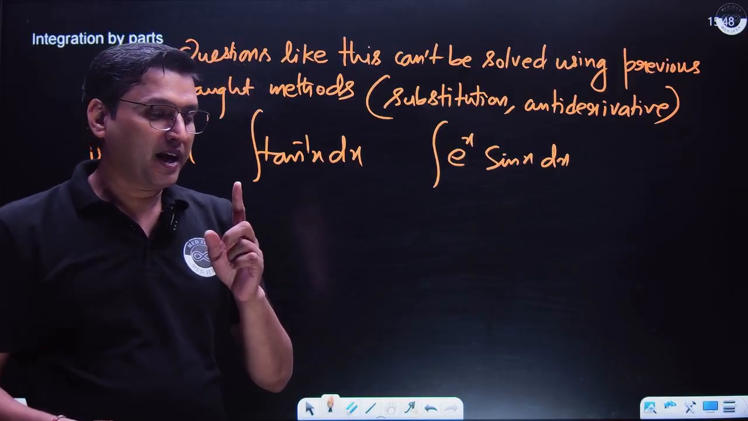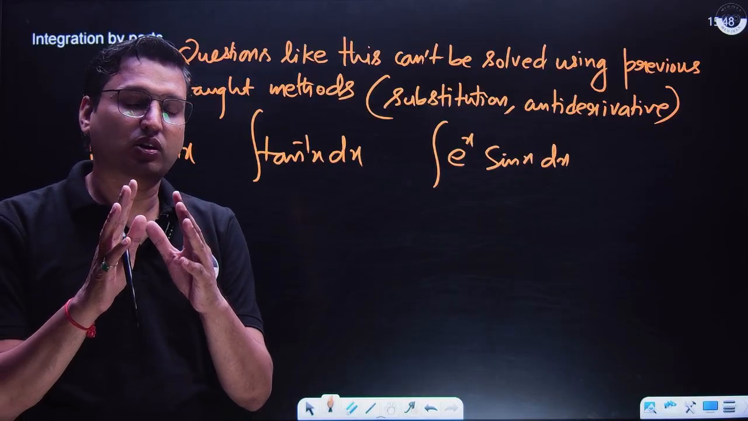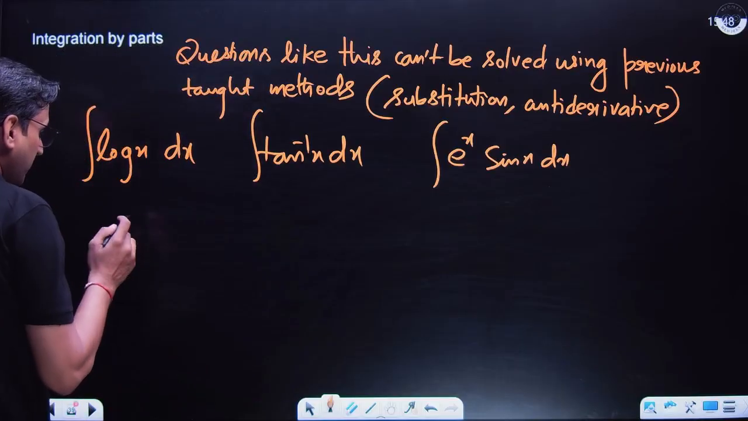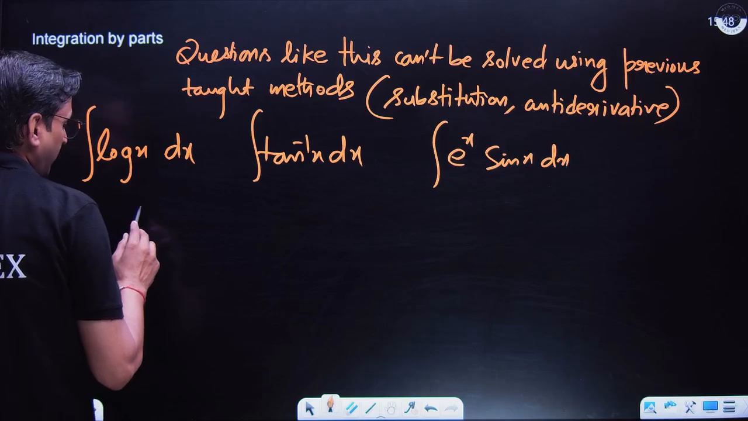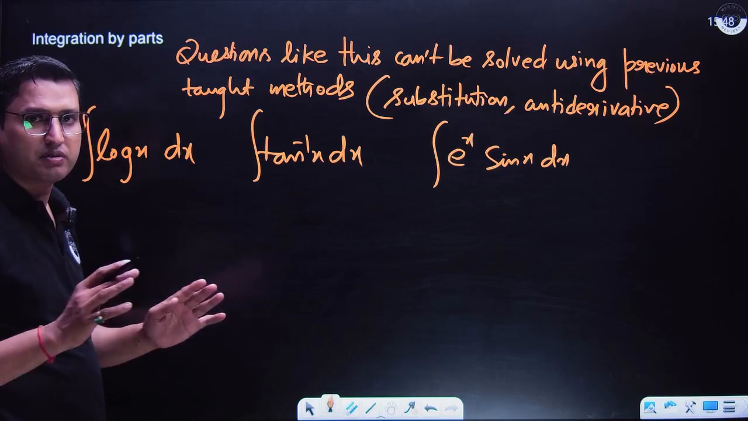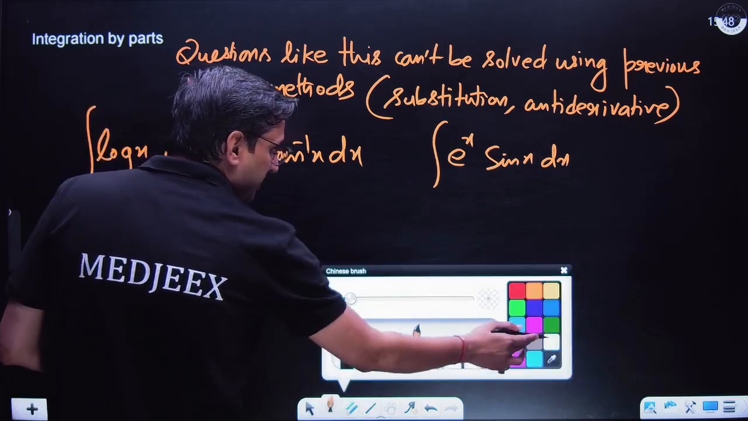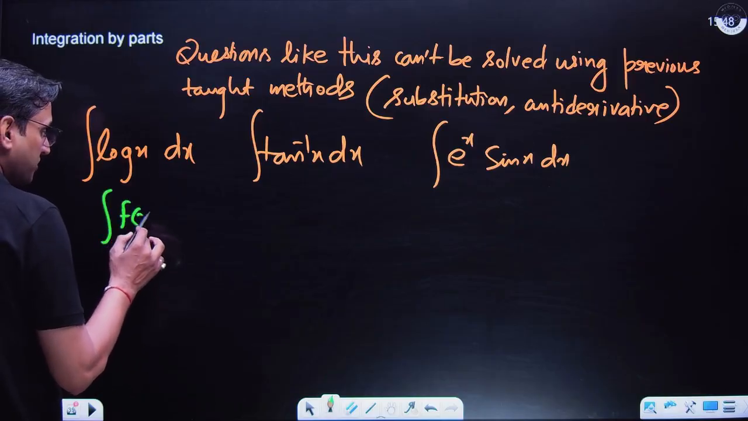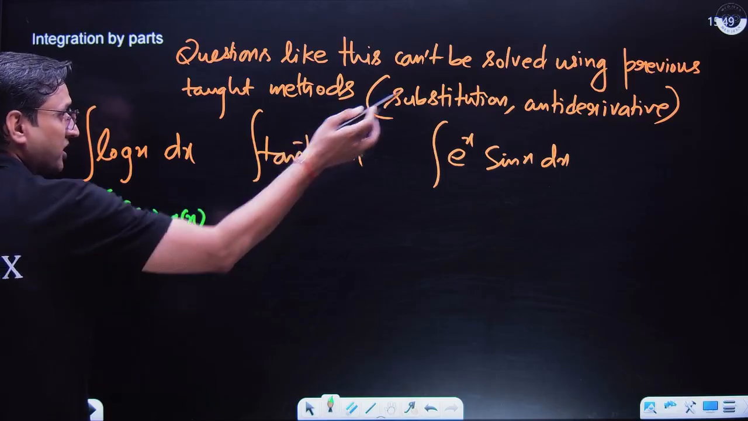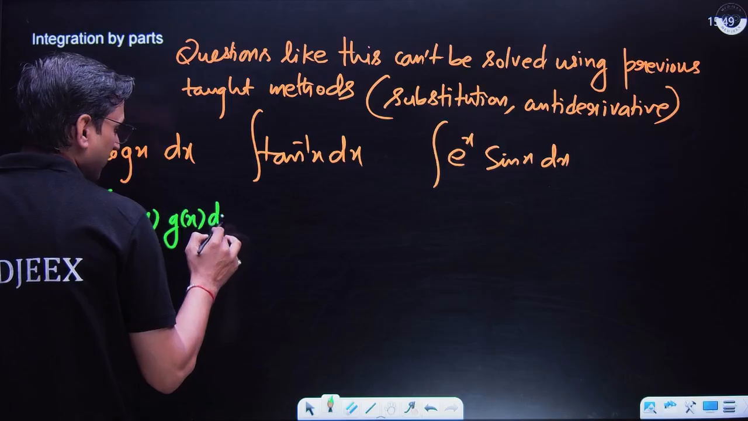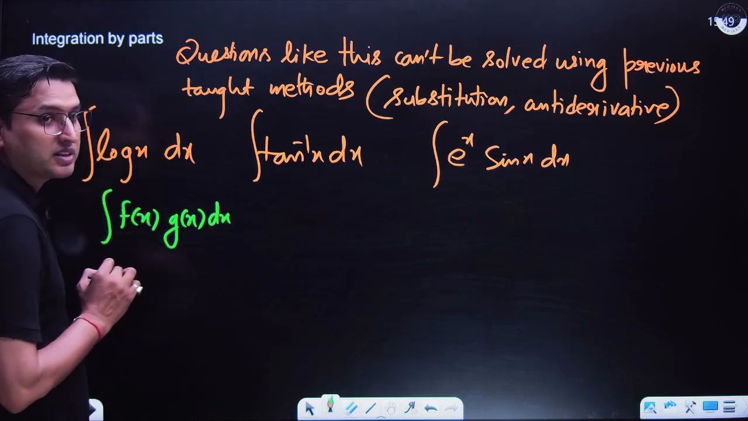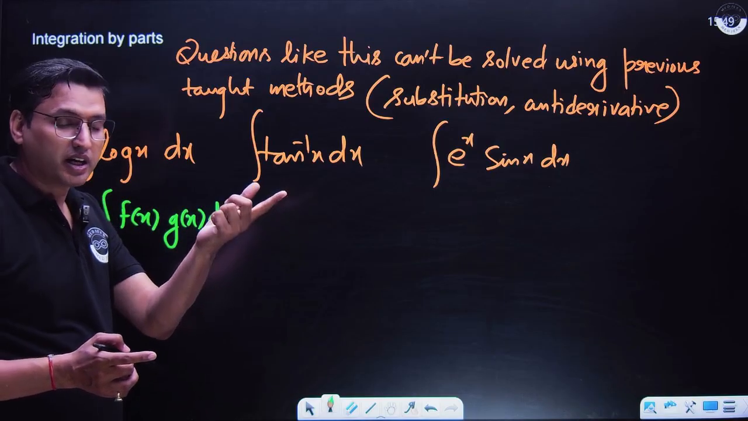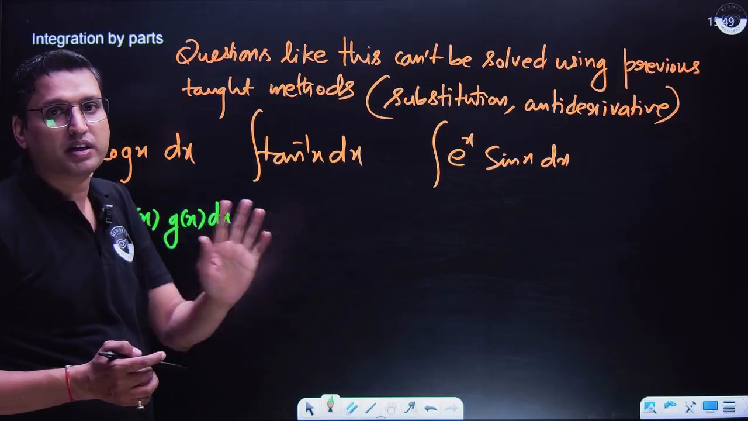What is that? I taught you the product rule in differentiation. First, I'll let you know what integration by parts is. The result is nothing but this one. If you have to integrate such functions, those cannot be integrated directly by the general method of substitution and antiderivative. For that, you have to consider one of them as differentiable and one as integrable. The integrable will be integrated, and the differentiable is going to be differentiated. Yes or no?